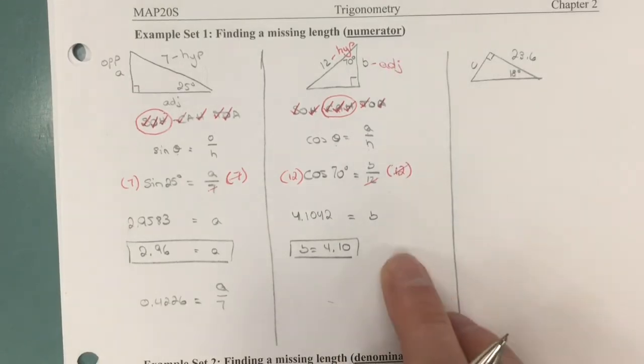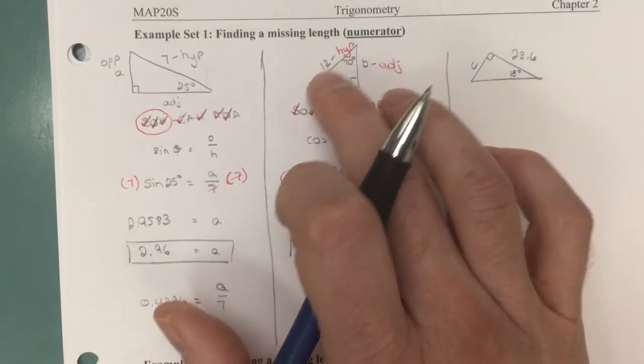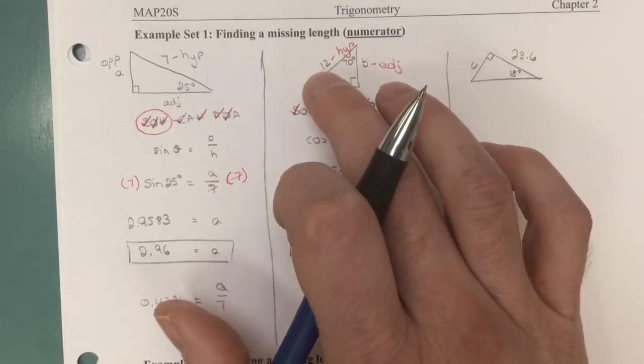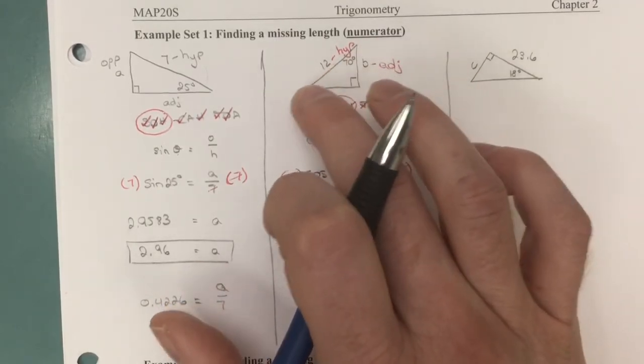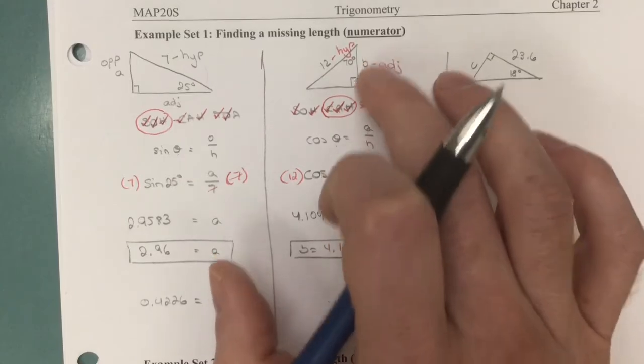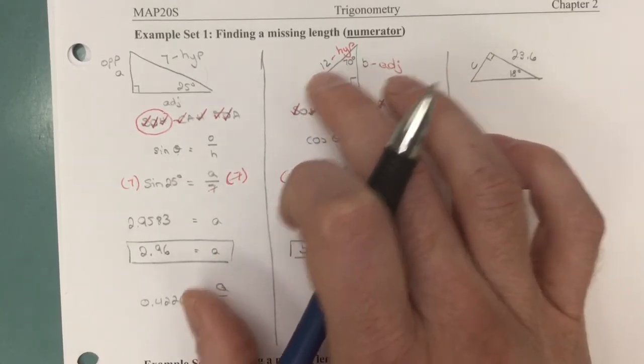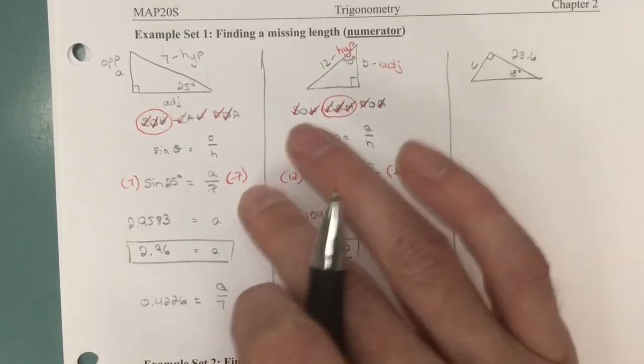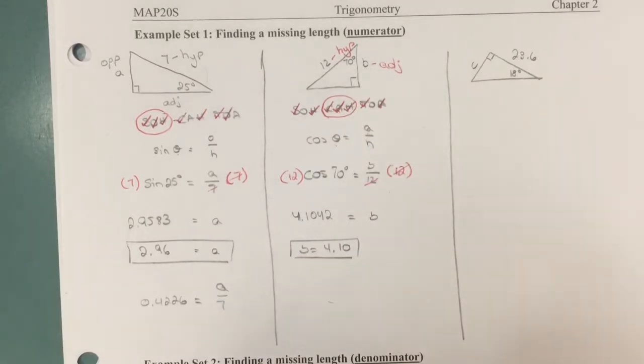Just a quick note on the side. Remember that the hypotenuse should always be your longest side in this triangle. So if you get a number here or here that is longer than your hypotenuse, then you made a mistake somewhere and you need to check over your work again.